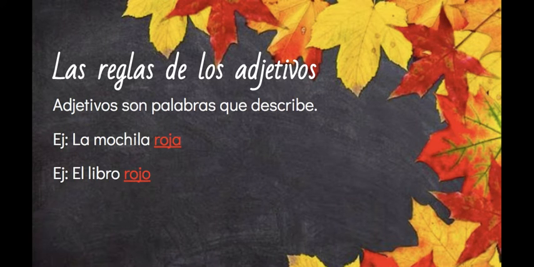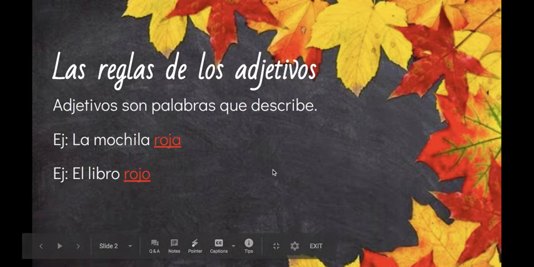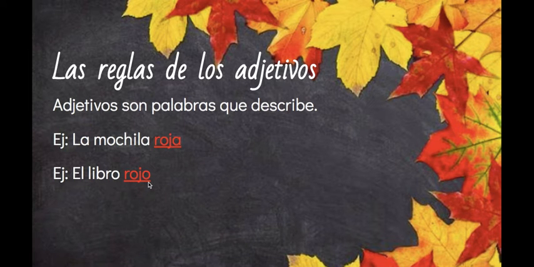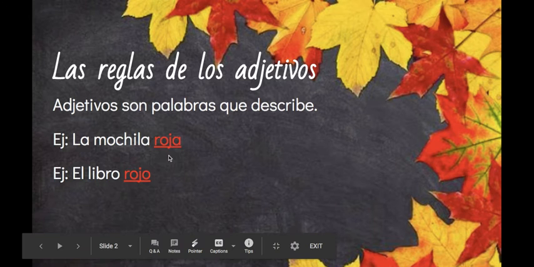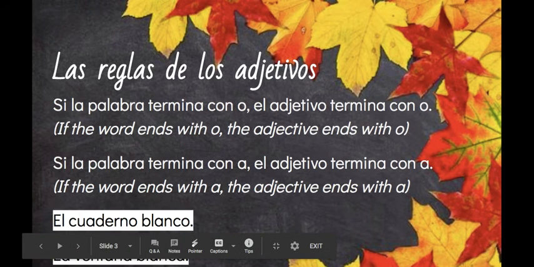Las reglas de los adjetivos means the rules of the adjectives. Adjetivos son palabras que describen. So adjectives are words that describe. So in our 2 examples, we see la mochila roja y el libro rojo. Just like I mentioned in the slide previous to this one, we need to make sure that the word that follows, if it's a feminine word, has a feminine adjective, or if it's a masculine word, has a masculine adjective.